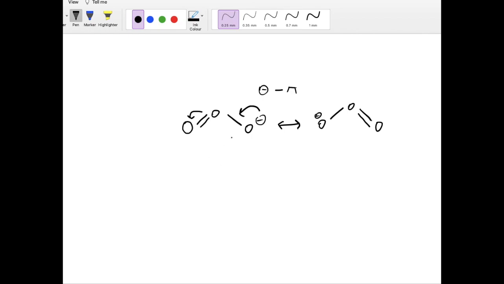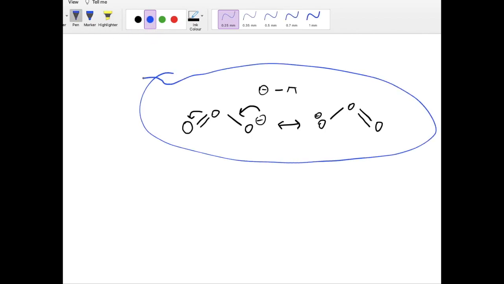See the thing with resonance is these structures don't really exist. You can draw like 15 resonating structures, but that's not what exists in nature. What exists is the resonance hybrid. You usually draw resonance hybrids in square brackets. So this would be the resonance hybrid.